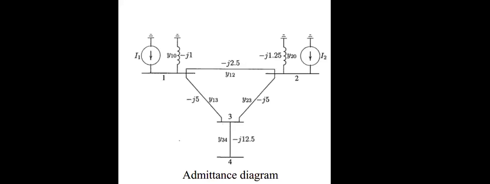Sir, how will you write the equation for node 4? For node 4, what is attached to that node? Only one, Y34. Yes, Y34. So you have to write accordingly; Y34 is attached to two nodes, V3 and V4. Yes, sir. So Y34 into the voltage equals 0. That is my node 4.